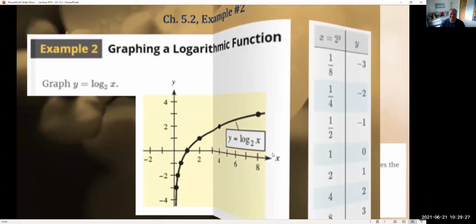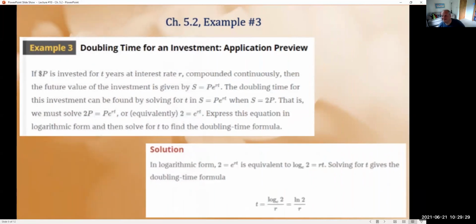All right. Now let's do an application. I'll read it out loud. I'll ask you to try to follow along with me. This is doubling time for an investment application preview. If P dollars is invested for T years at an interest rate R, compounded continuously, then the future value of an investment is given by this formula. The doubling time for this investment can be found by solving for T in the formula.